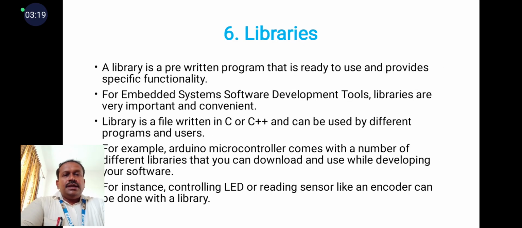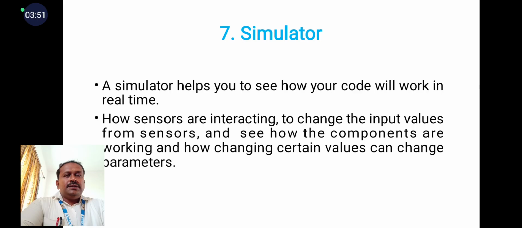Then the sixth one is the library. A library is a pre-written program that is ready to use and provides a specific functionality. For embedded system software development, libraries are very important and convenient. The library files are written either in C or C++ and can be used by different programs and users. For example, the Arduino microcontroller comes with a number of different libraries that you can download and use while developing your software. For instance, controlling an LED or reading a sensor like an encoder can be done with library files.